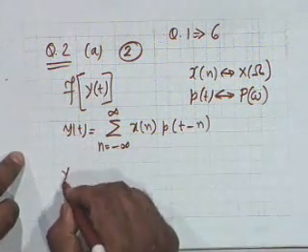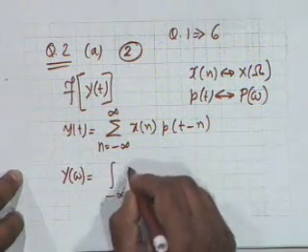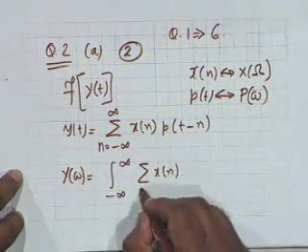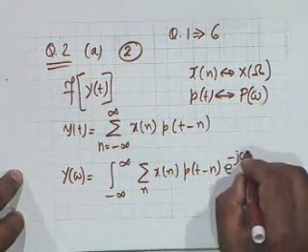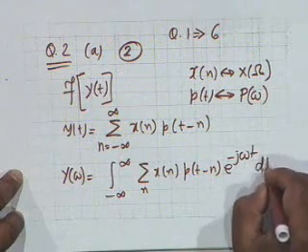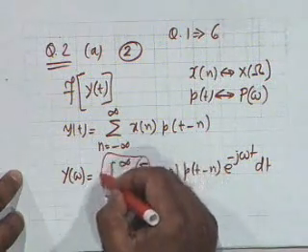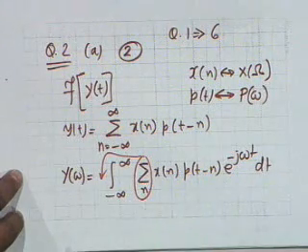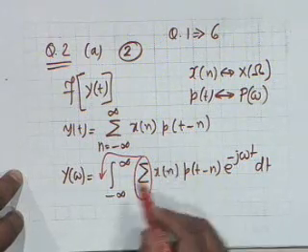Now we say that capital Y of omega, we apply the usual formula, that is integral from minus infinity to infinity of y of t, that is summation x of n, this is over n, p of t minus n, e to the minus j omega t dt. Agree? And then we interchange the summation and the integration. We bring the summation on the left because n and t are independent of each other, and if we do that, then x of n is a constant as far as the integration is concerned.